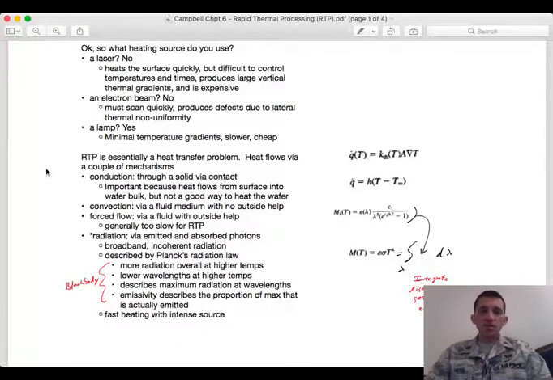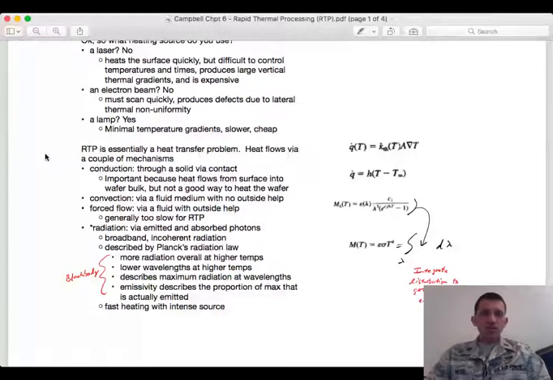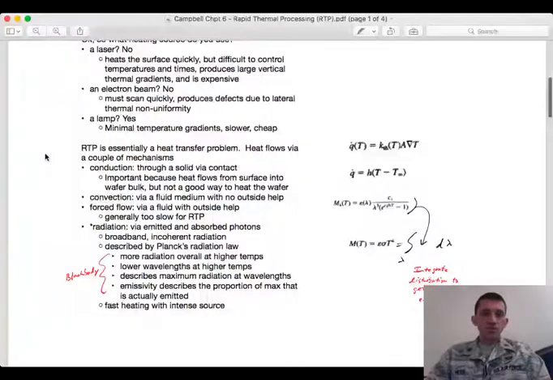And so an incandescent lamp is cheap, right? It's just a glowing filament. It's a little bit slower, but it's still within the rapid thermal processing regime, right? Slower in the sense of a minute or two, not a second or two like a laser. And so the temperature gradients are much less than you might see with a laser pulse. And so rapid thermal processing uses lamps for surface heating.